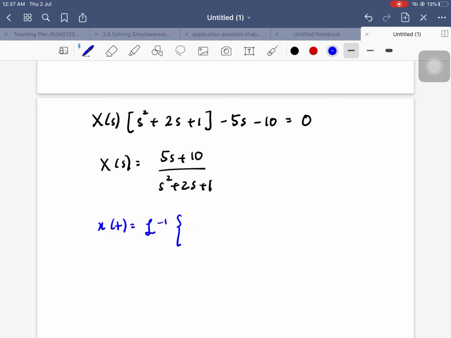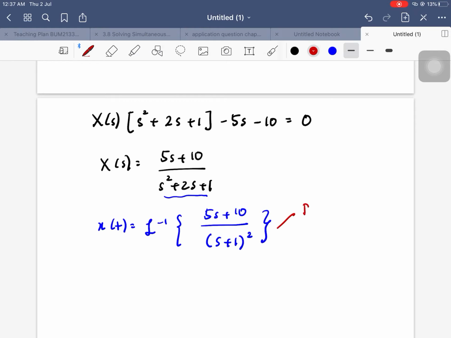I'm going to find the Laplace inverse of 5s plus 10 over, so check whether this is reducible for us to determine what method we're going to use. If you factorize this, you'll be able to figure out this is actually s plus 1 to the power of 2. And now that we have this form, we decide what method to use. Actually there are two possible ways to do this.